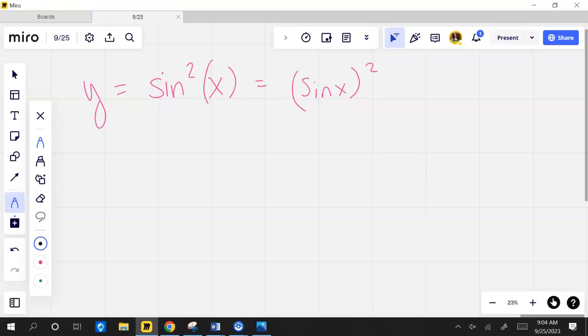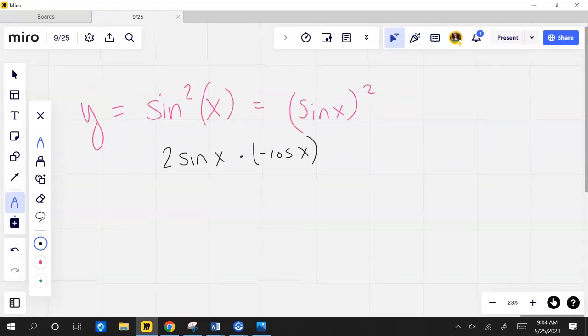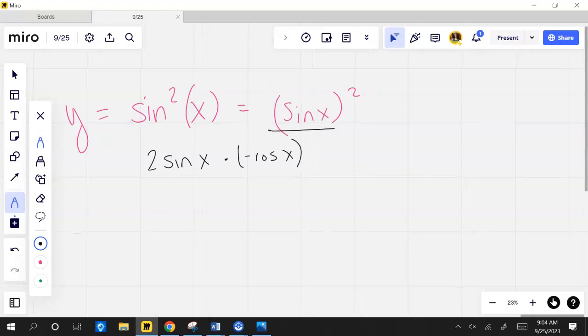2x. 2 sine x. 9 times 1. Why? Look at you. All right, so you take the derivative of the outside first, leaving the inside alone, and then you take the derivative of the inside. So that's why I wrote it like this. I thought it'd be easier to see.